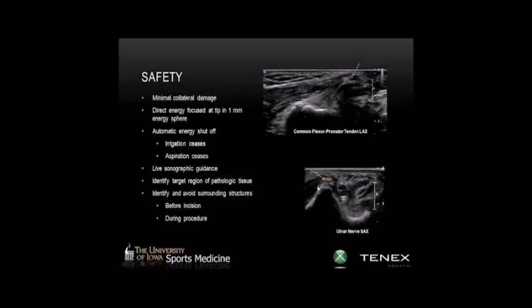So as you can see here, if you can identify these areas that you don't want to get into, such as the ulnar nerve, then you can really precisely guide the device right where you want it. You can identify the target region of pathologic tissue.